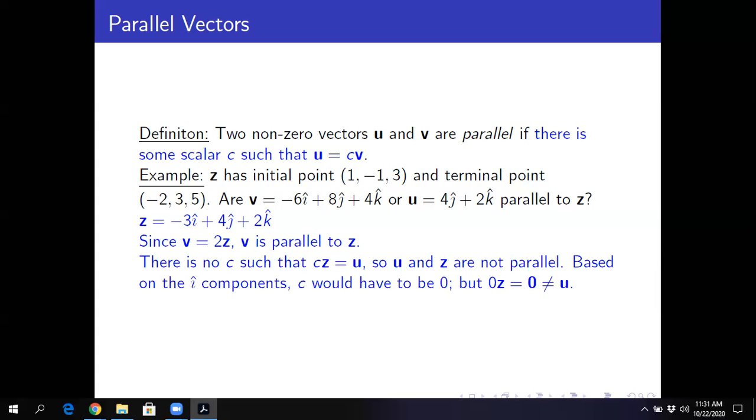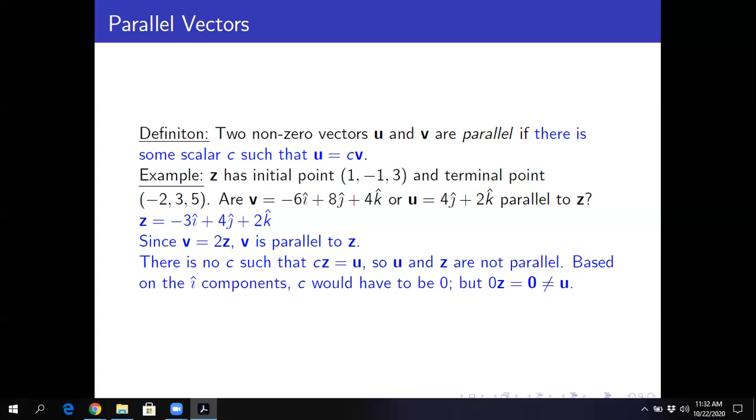Okay, there's no such c such that c times z is equal to u. So u and z are not parallel. Based on the I components, c would have to be 0, but 0 times z is the 0 vector, which is clearly not what u is. Yeah? So there's no way to turn z into u via a scalar multiple. Okay, so they are not parallel. Does that make sense? Hopefully. Okay, so any questions on that? Just the idea of parallelism kind of playing itself out.